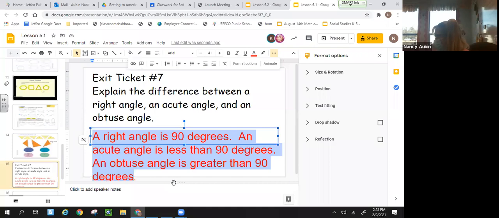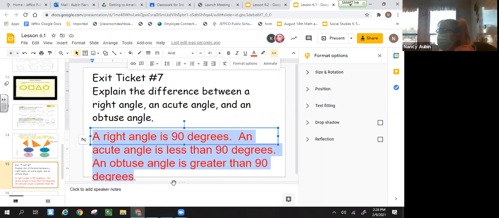Here you go. Charlie's going to read what he wrote. Little different. Acute angles are smaller than right angles. Right angles is 90 degrees, and an obtuse angle is bigger than right. Okay, so acute angles are smaller than right angles. A right angle is 90 degrees. And an obtuse angle is bigger than a right angle.